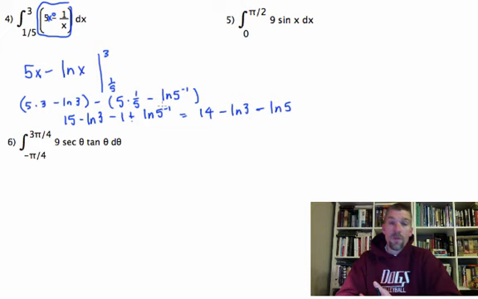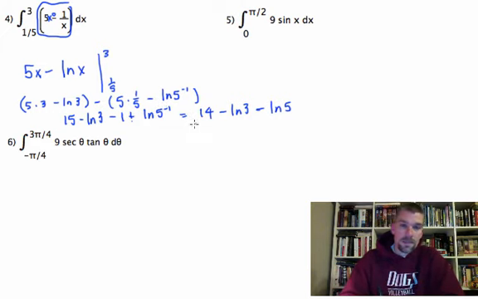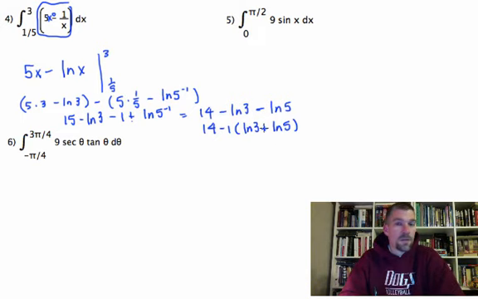Now, the other cool thing that you could do with this, and this is another reason why logarithms are kind of cool and nerdy, if I factor out a negative 1 here, another rule of logarithms is if you add the logarithms, you multiply the numbers on the inside. Well, the numbers on the inside are 3 and 5. So this would actually be 14 minus the natural log of 15.